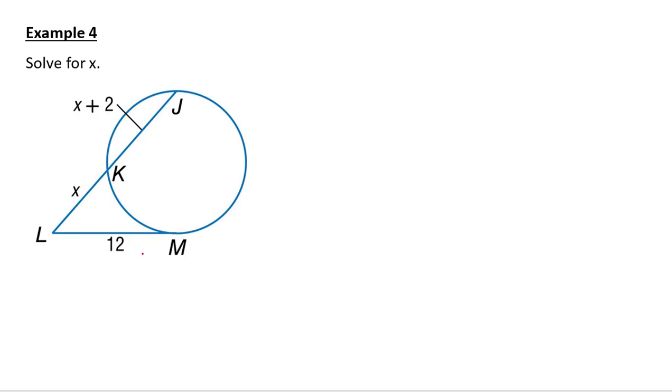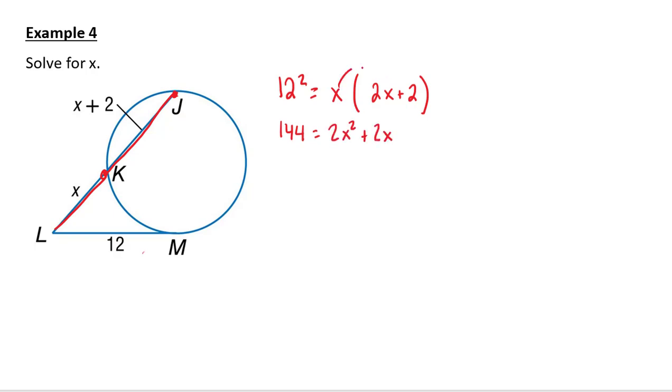Part outside times the whole thing, so that's 12 squared, is equal to the part outside the circle, which is x, times the whole segment length. Well, that's 2x plus 2, because I have x plus 2x plus 2. Now solving this. 144 is equal to 2x squared plus 2x. I distribute the x through. Any quadratic, you have to get it equal to 0 to solve it.